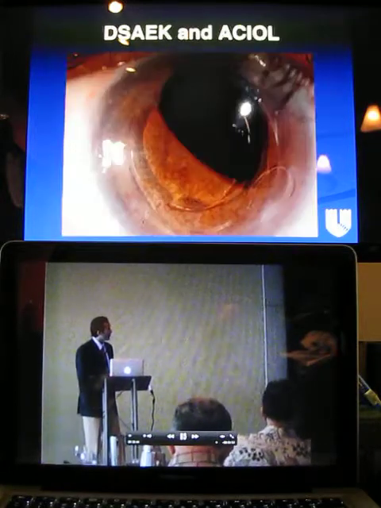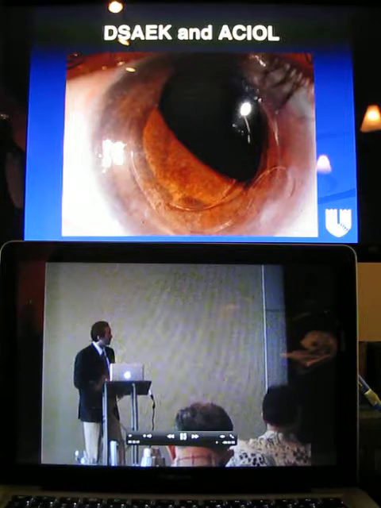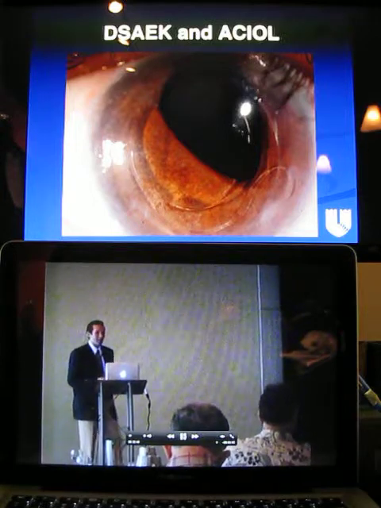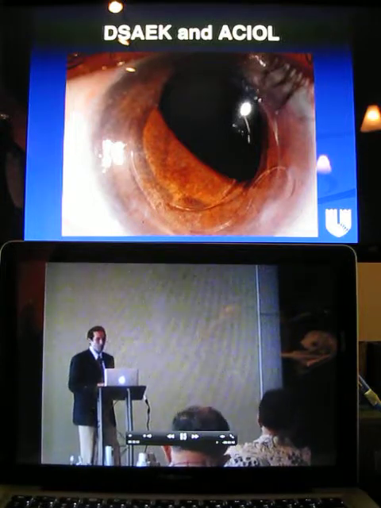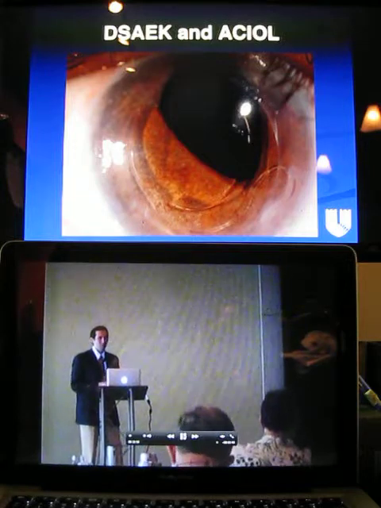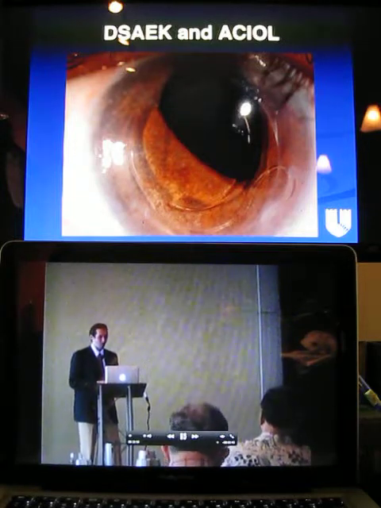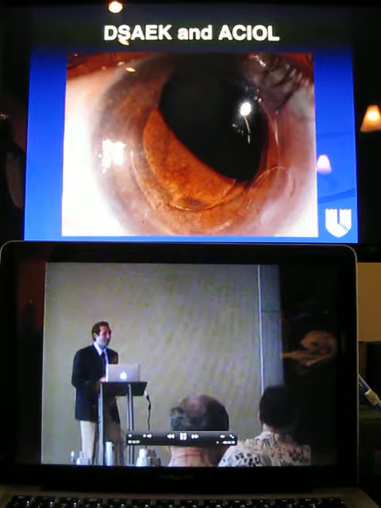Here you see a beautiful outcome from a DSAEK in an anterior chamber intraocular lens eye. As I said, these are a little bit more challenging, but they're still very doable. We've even done it in aphakics, and it works well. But the techniques change a little bit.